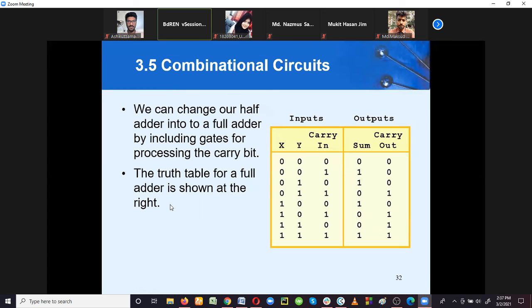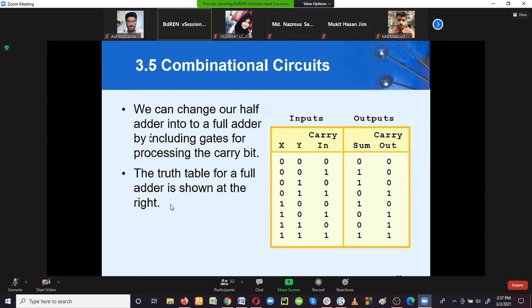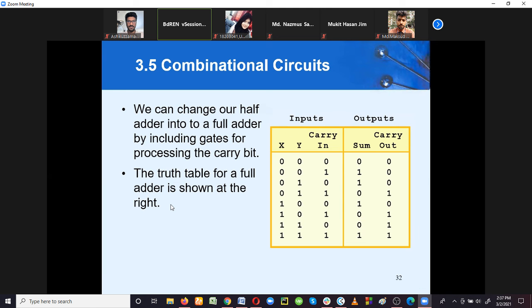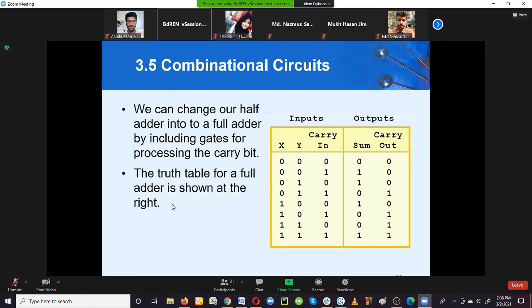Now, in the combinational circuit, we can change our half adder into the full adder by including gates. So how can we make a half adder into a full adder? By including more logic gates, for processing the carry bit.